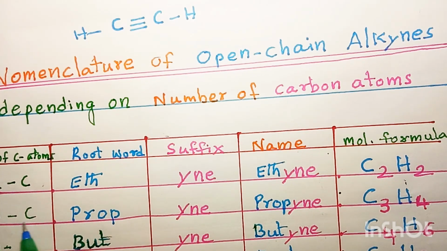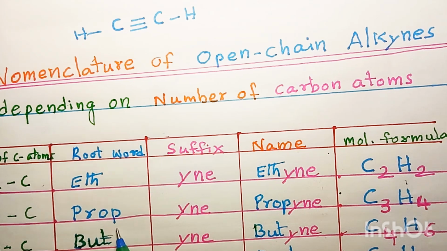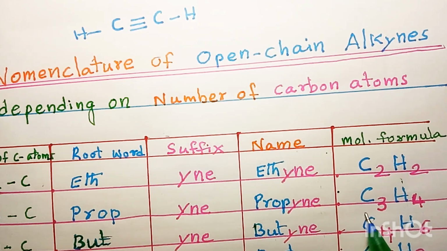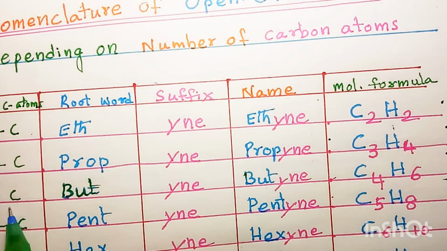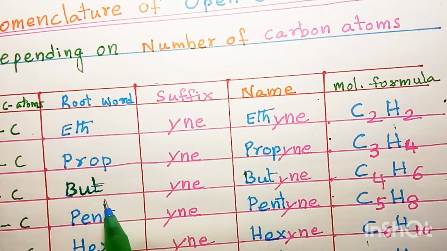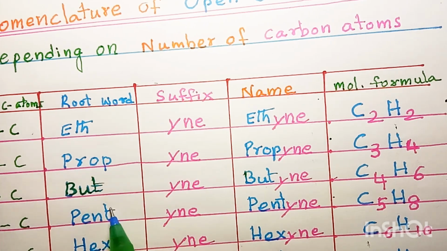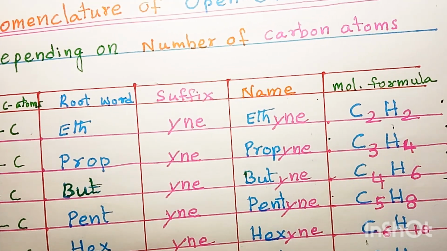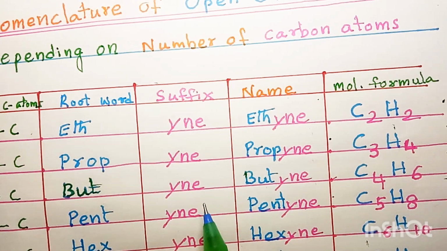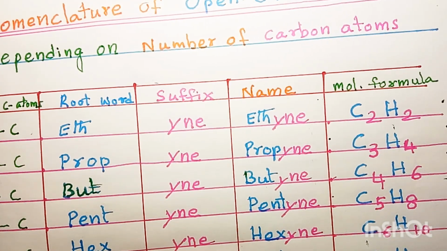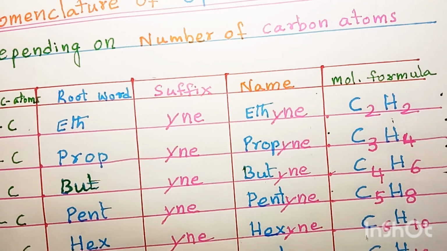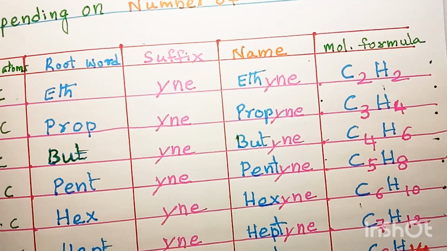If the number of carbon atoms is 3, the root word is prop and the suffix is "-yne". So the name is propyne, C3H4. If the number of carbon atoms is 4, the root word is but, suffix "-yne" as usual, so it becomes butyne, C4H6. Similarly, 5 carbon atoms will become pent and yne, pentyne, C5H8. 7 carbon atoms, hept plus yne, heptyne, C7H12. 8 carbon atoms, oct plus yne, octyne, C8H14.